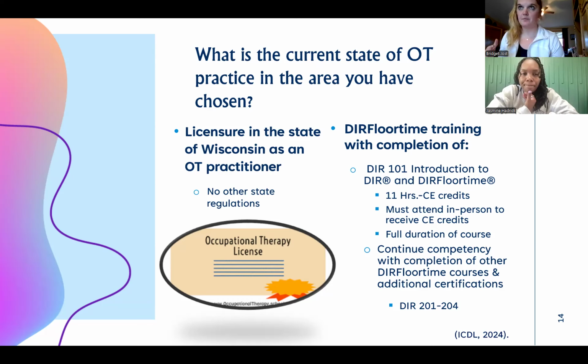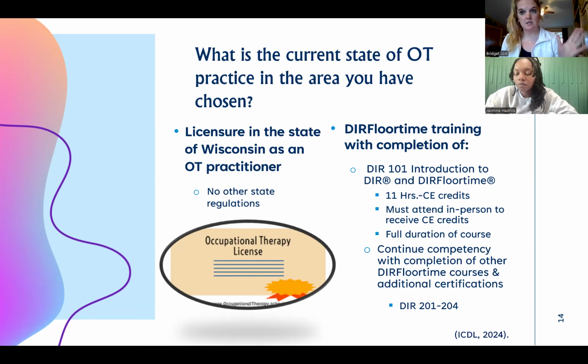But for DIR Floortime, you are required again to complete the first class, which is the 101. And again, you can get CE credits, which helps with keeping your licensure in the state of Wisconsin, and you can earn up to 11 credits, like I mentioned before. And for DIR Floortime, to receive that certification, you need to complete the class in person, and you must complete the entire duration of the course.